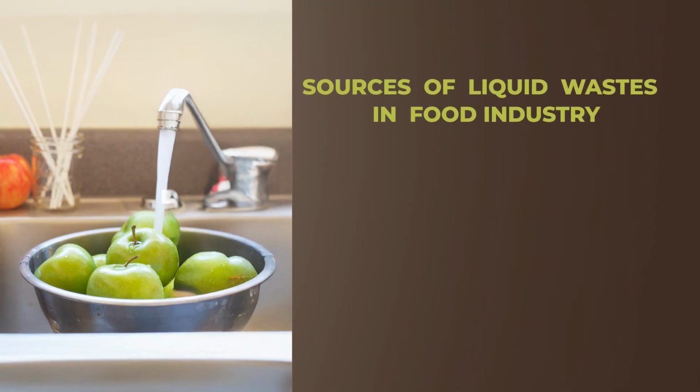Let us now see what are the different sources of liquid wastes in the food industry. The quantity and quality of the effluents, wastewater or liquid wastes depend on the type of food processing industries involved. This liquid waste can be generated at different steps, starting from production, processing, preservation and marketing. The water involved in the processing of food can form wastewater, and different parts of the food can also form liquid waste in the food industry.